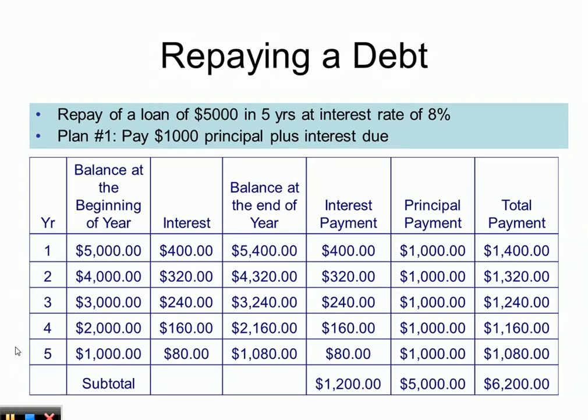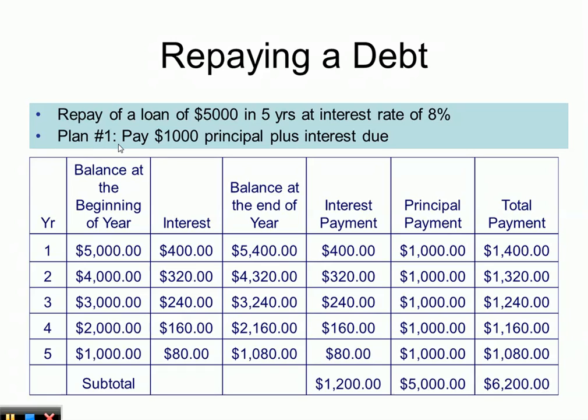So multiplying 1,000 by 8% gives us only 80 to pay in interest. And so this is our balance at the end of the year. This is our full payment of the interest, and we're paying the remaining $1,000. So this is our total payment for that year, and notice that then it completely pays off the loan. So the principal payment is paid completely of $5,000. This is our interest payment of $1,200. And the total payment is together the interest and the principal, which is $6,200.